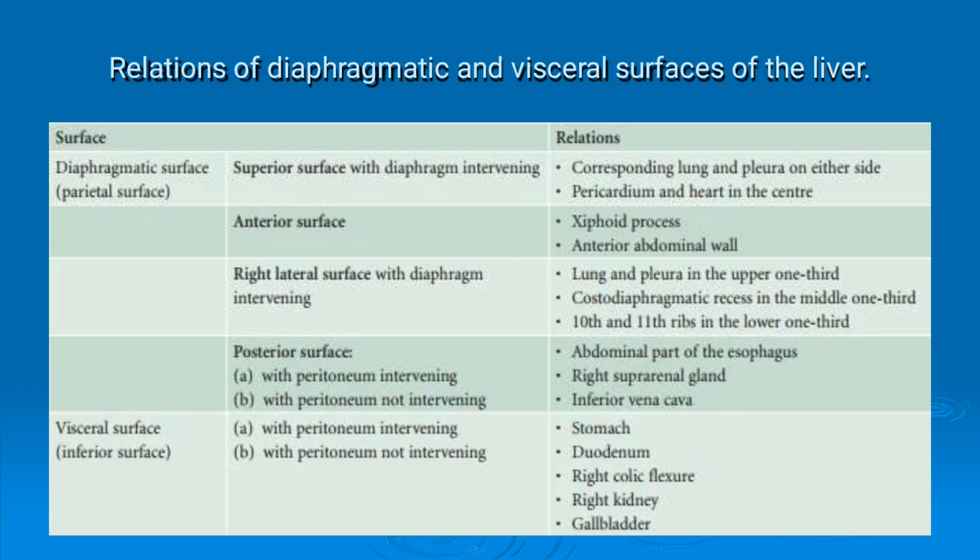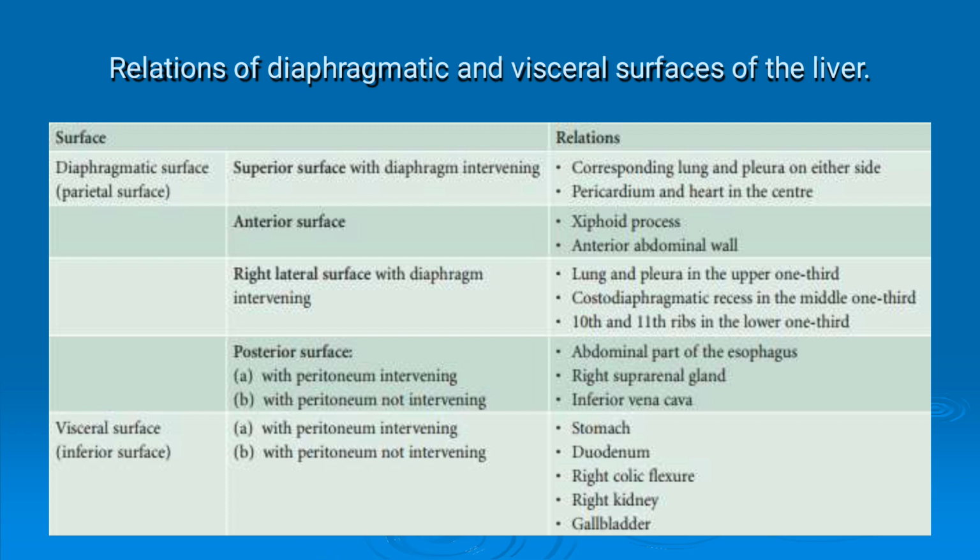Now we want to discuss, see in this diagram. This is a relation of the diaphragmatic and visceral surface of the liver. Diaphragmatic surface: superior surface, with diaphragm intervening, is related to the corresponding lung and pleura on either side, as well as pericardium and heart in the center. Anterior surface is related to the xiphoid process and anterior abdominal wall. Right lateral surface, with diaphragm intervening, is related to the lungs and pleura in the upper one third, costodiaphragmatic recess in the middle one third, and 10th rib in the lower one third.